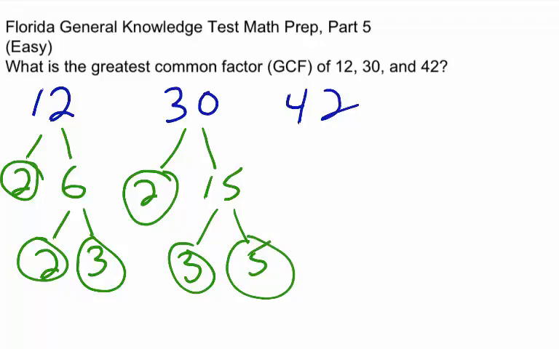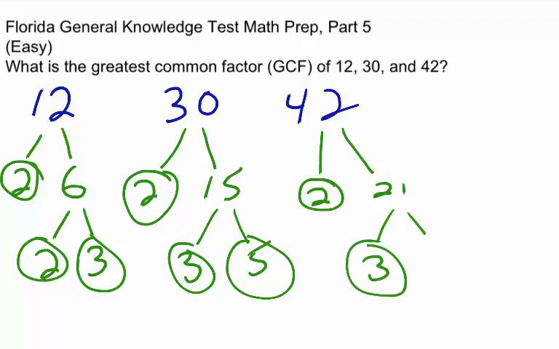For 42, 2 goes into 42 21 times. 21 can be broken down into 3 times 7, both of which are prime.